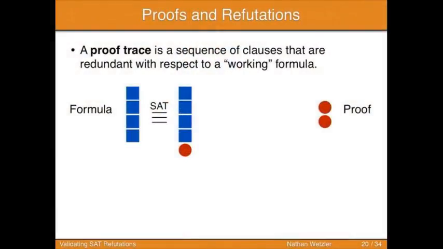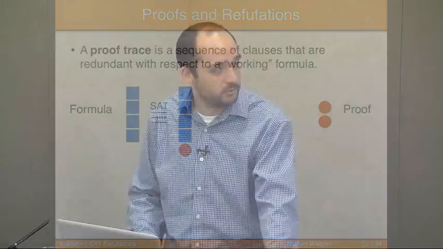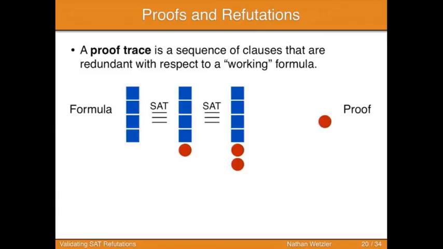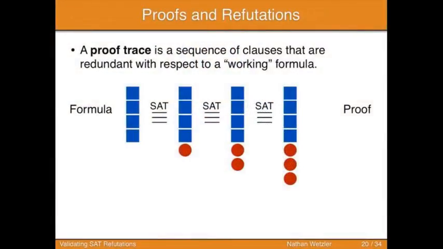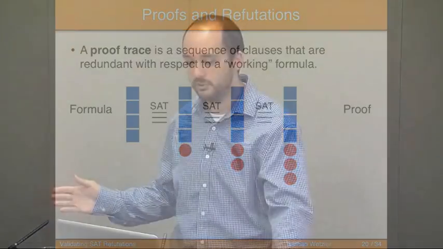So I want to take the first clause in the proof and check to see if it's redundant with respect to the original formula. And so here I establish that it's satisfiability equivalent with the original formula. And now for the next clause in the proof, I establish that it's redundant with the previous formula that we constructed. And I continue to do this until I've reached the end of the proof. And so now through transitivity, I've established that the formula on the right is satisfiability equivalent to the formula on the far left.